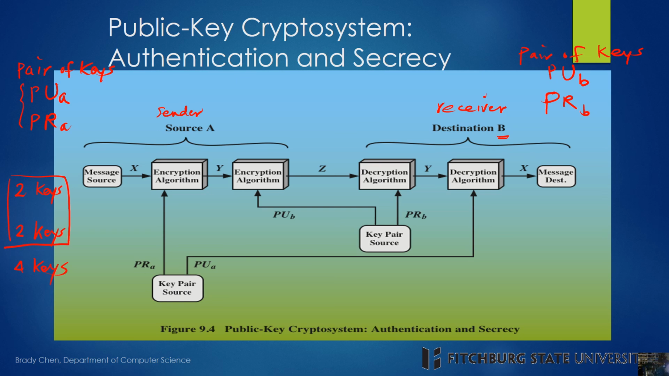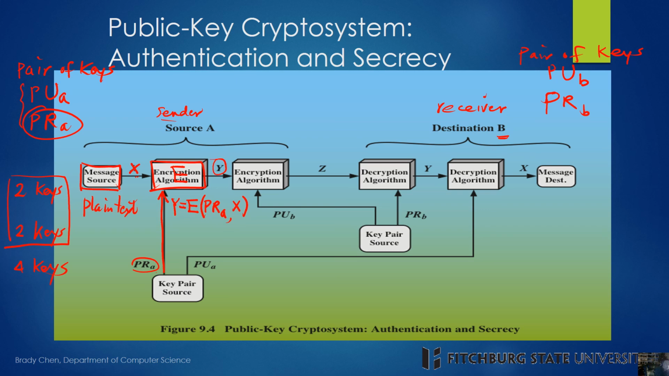Now, when the sender tries to send a message X, which is plain text, the first step is that the sender is going to use the encryption algorithm. The encryption algorithm is going to combine the plain text X and the private key of A, which is the sender. So the sender mixes the private key with the plain text using the encryption algorithm. Using the math formula, the sender mixes the private key of the sender and the plain text, and this is going to generate a ciphertext Y.